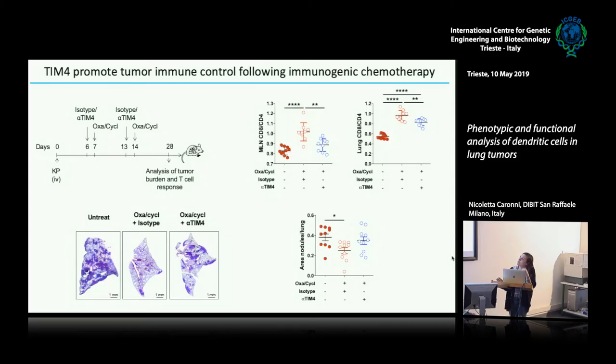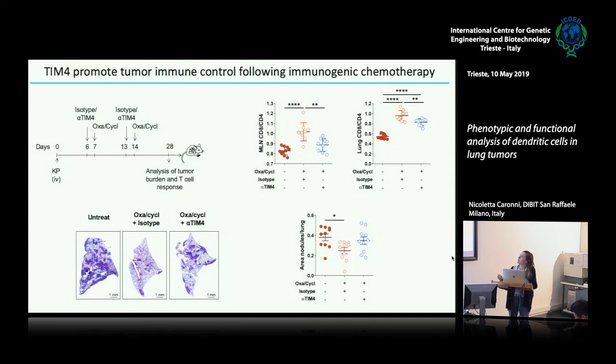We treated animals with isotype or anti-TIM4 at day 6 post the injection, and at day 7 we inoculated the mice with immunogenic chemotherapy that is called oxaliplatin and cyclophosphamide, and we performed the same at day 13 and 14, and we sacrificed the mice 28 days after tumor inoculation. We look for tumor burden and also for T-cell response. In this case, we don't have an antigen to look at, so we don't have TCR-specific T-cells to look at.